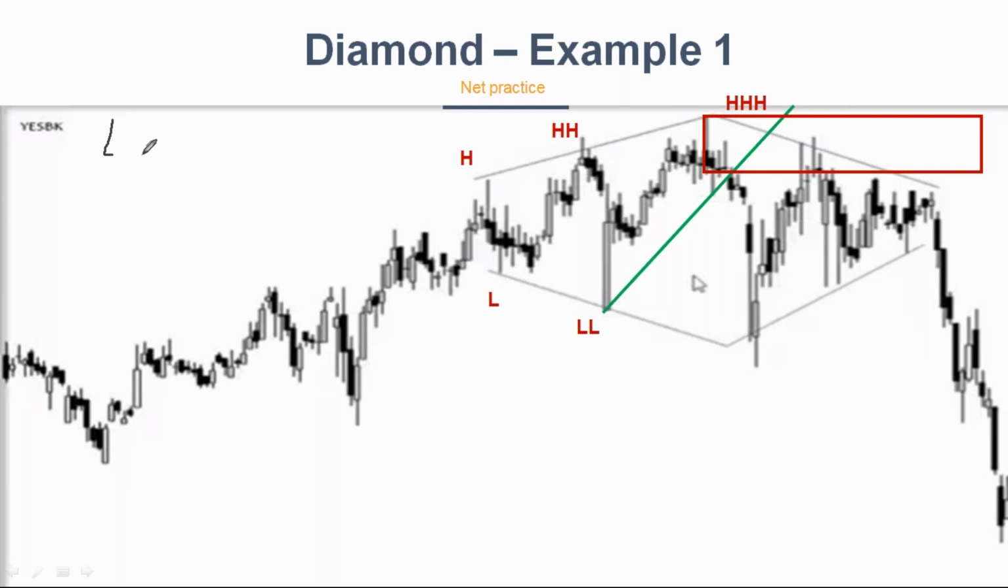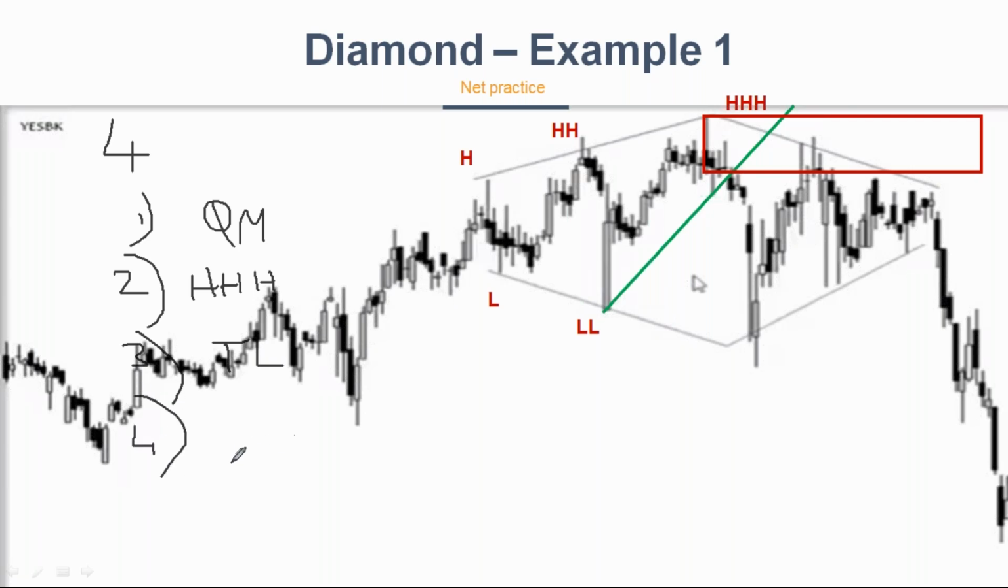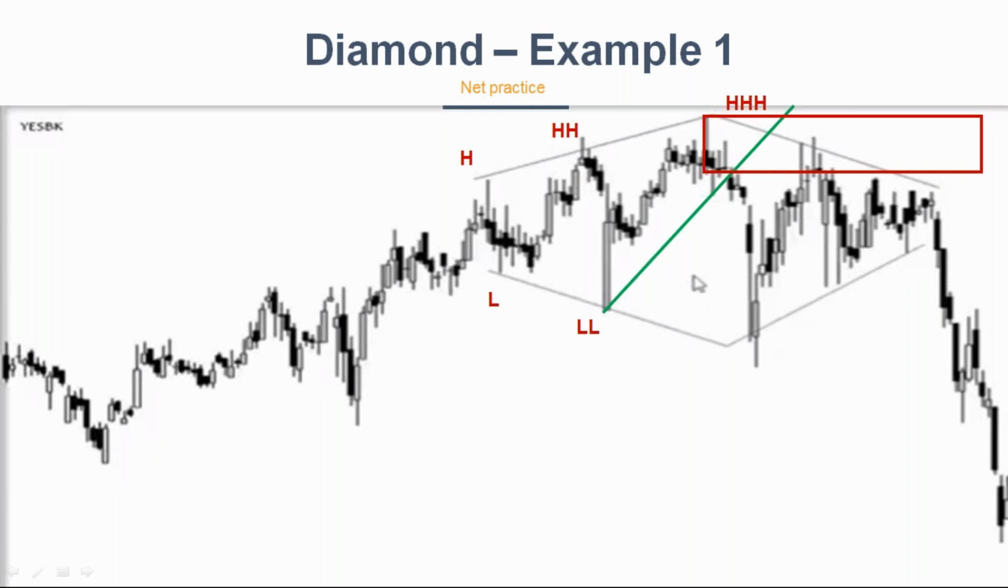There are only 4 steps as discussed. QM formed: high, low, higher high, lower low. Step 2, higher high broken. By whom? The higher higher high. Step 3, trend line engulfed. The fourth engulf. So the last step is diamond formed. Simple 4 rules which I have framed to simplify the whole thing for you. See this example.